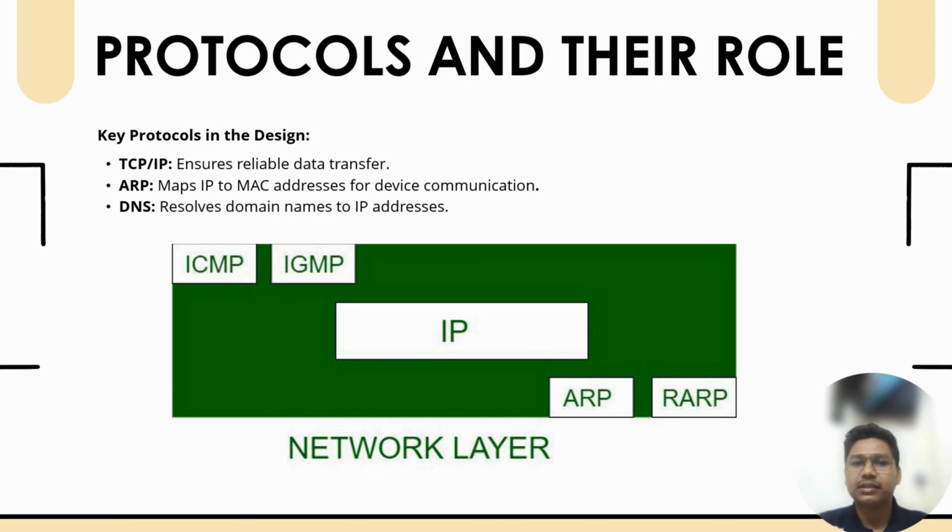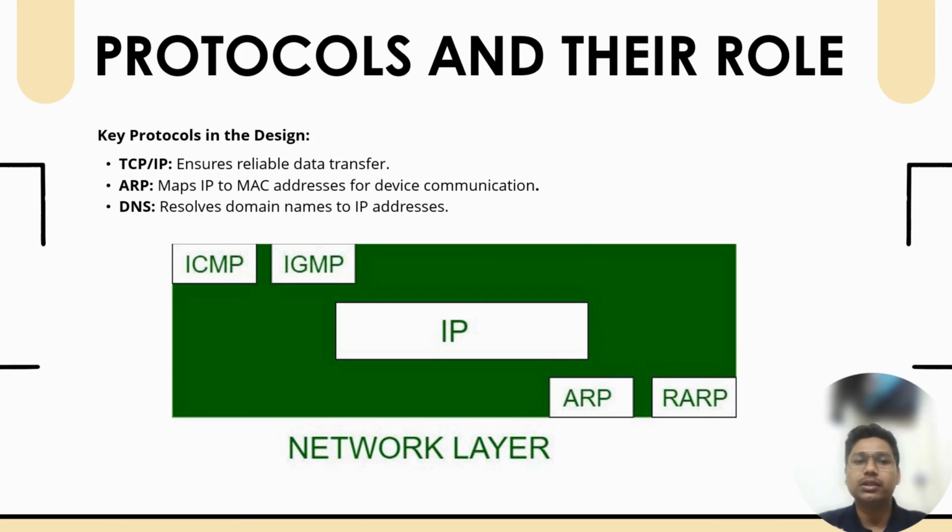ARP translates IP addresses to MAC addresses. While IPs identify devices on the network, the actual data transfer happens using MAC addresses. Example, imagine your GPS knows the city, but needs a street name to guide you to the exact location. Similarly, ARP resolves the city, as the IP address, to the street, as the MAC address.